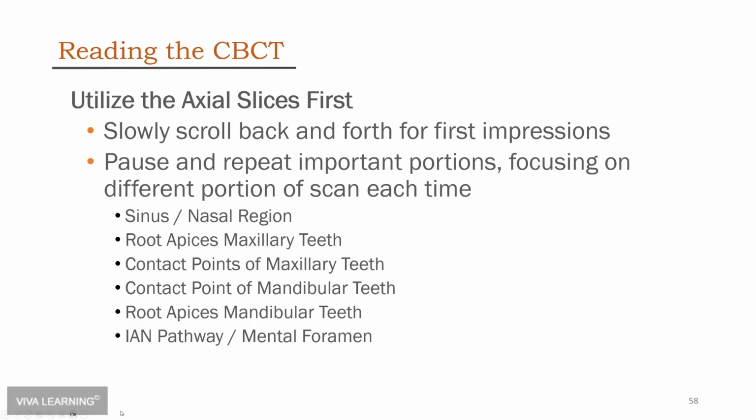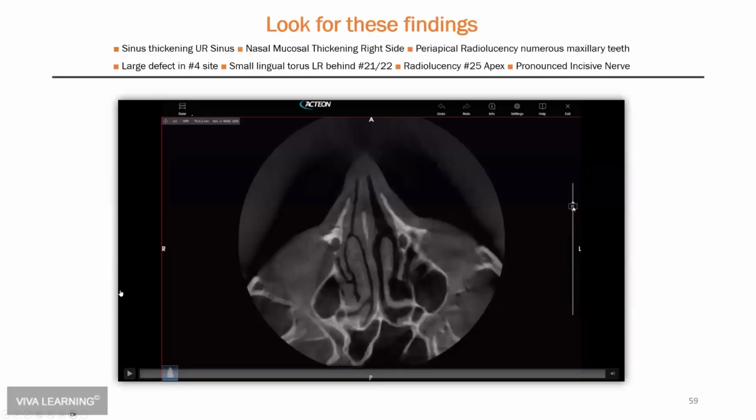Now, the thing about the axial slices, this is the one that has the most parallelism. So a lot of times you can just look left and right and see where things don't match. And that's a really simplified way of looking for pathology. But we're also going to focus on these 6 main regions. We're going to look at the sinus and the nose. We're going to pause and go back and forth on the root apices of the maxillary teeth, contact points, and then the same thing on the bottom, contact points, apices, and then the mental foramen. The four things in the middle, the apices and the contact points, are where you're going to see most of your pathology and caries. So we're going to take a little extra time there.